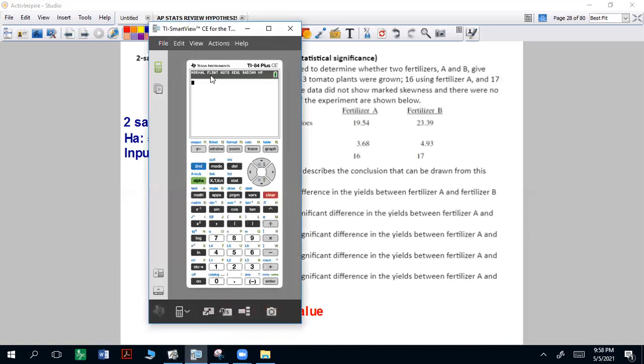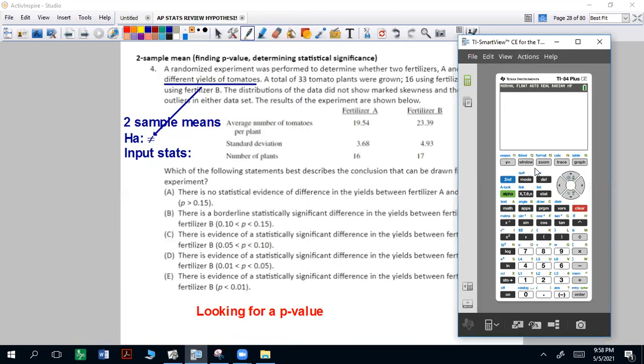So what we'll do is go into our calculator. We figure out this is a two-sample t-test. So stat, tests, and two-sample t-test is 4. And we're going to go to stats because we have the statistics in front of us. And let's enter our data in.